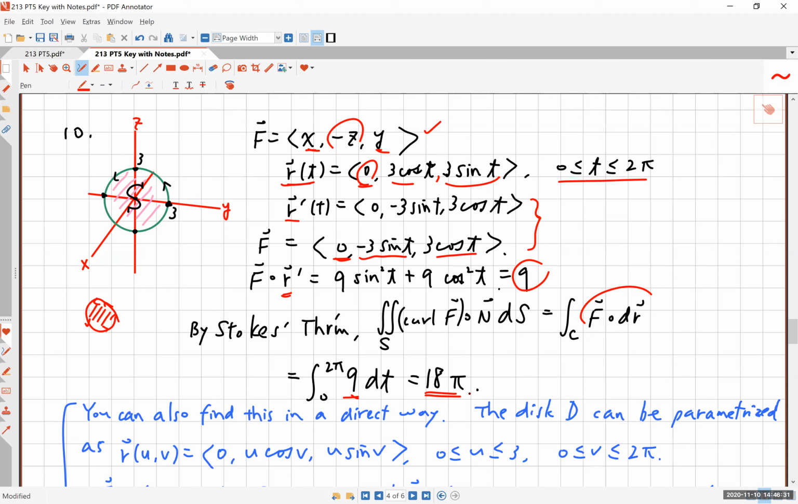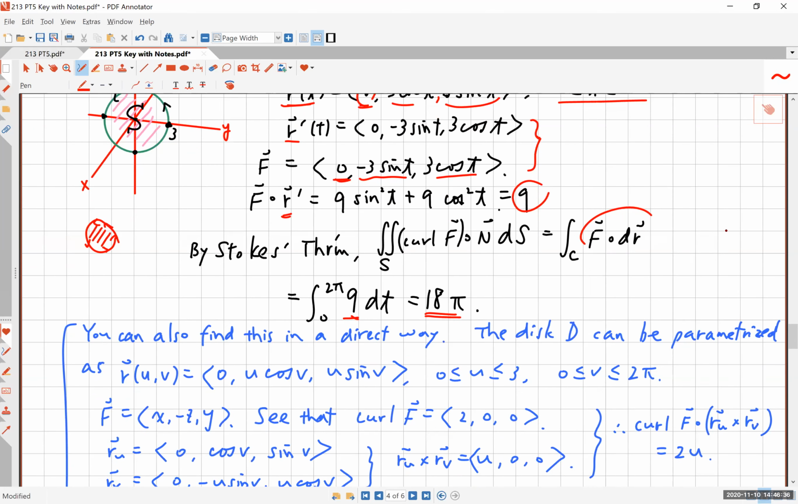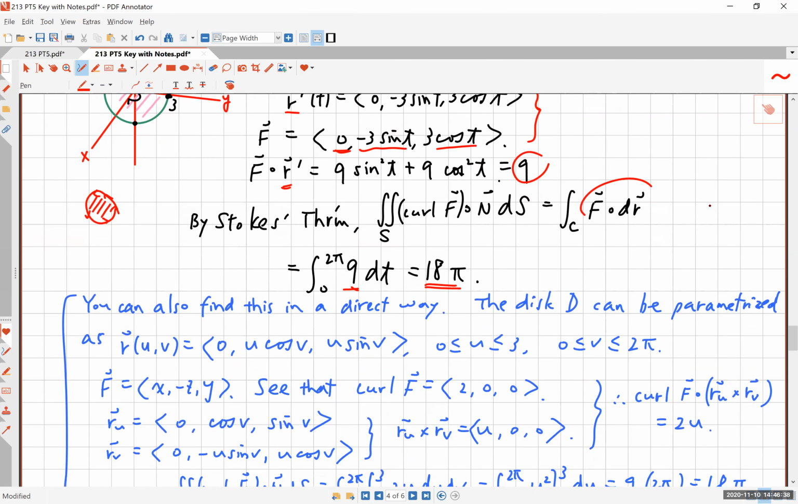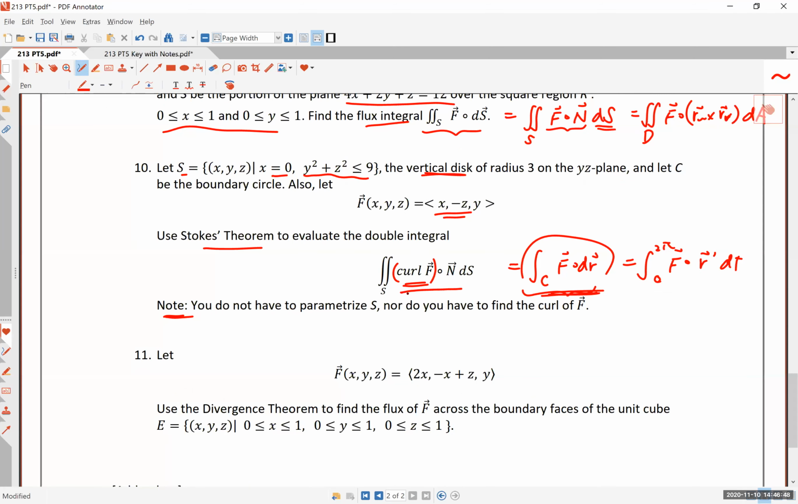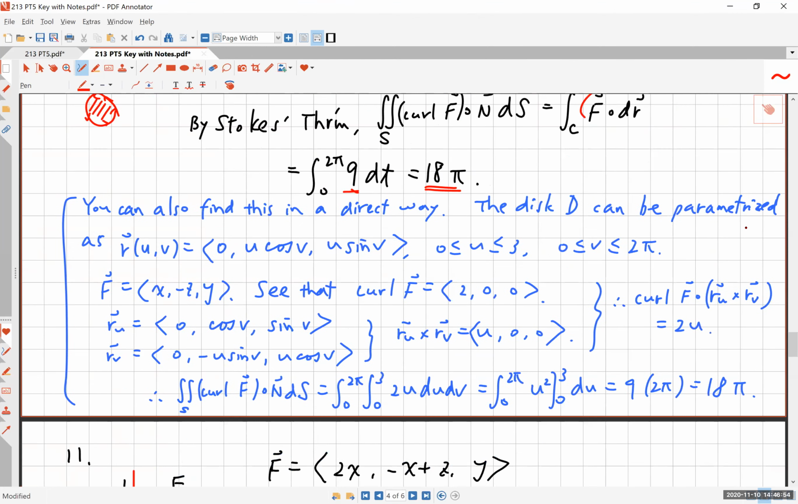All right, now this is the way to solve number 10. But if you are really interested, and you may be because you are studying for a test, any additional practice exercise you can do may be beneficial. So you may actually want to find the curl, find the normal, and take the double integral. Okay, you can do that, and I am showing you how to do that here.